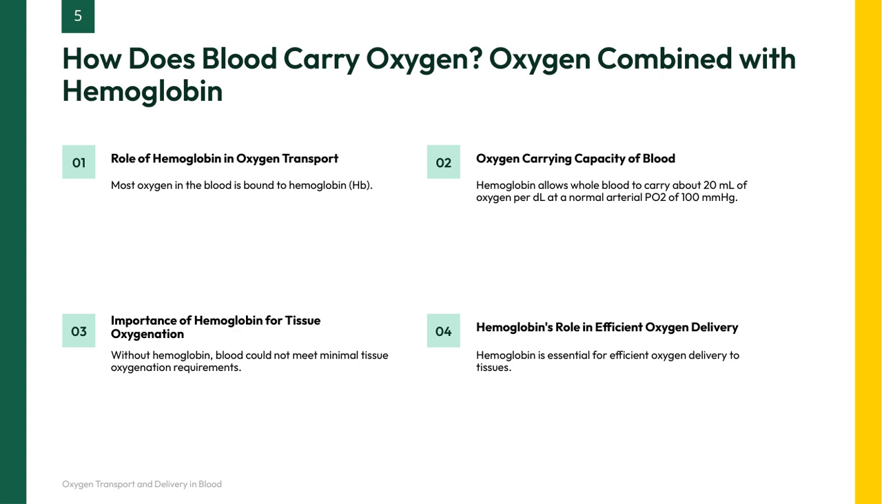This interaction enables blood to transport large amounts of oxygen quickly and efficiently, ensuring our tissues get the oxygen they need to function properly. In essence, hemoglobin acts as a carrier, making oxygen transport in our blood both effective and reliable, and connecting directly to the overall theme of how our body sustains life through proper oxygen delivery.